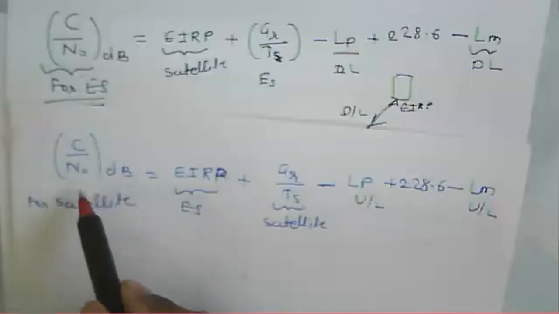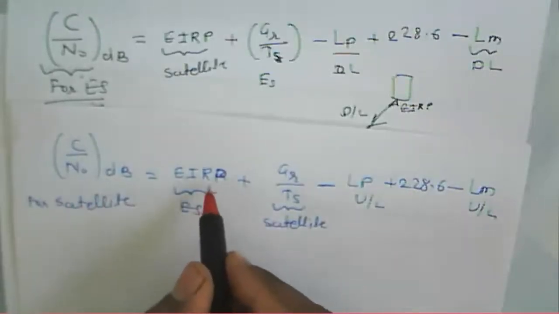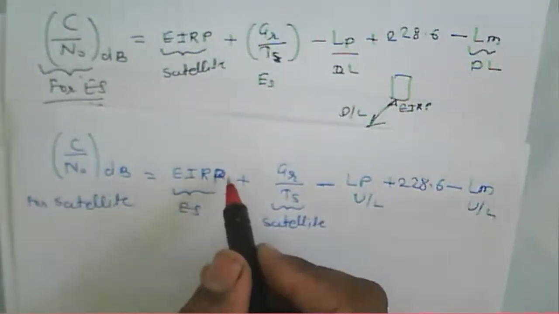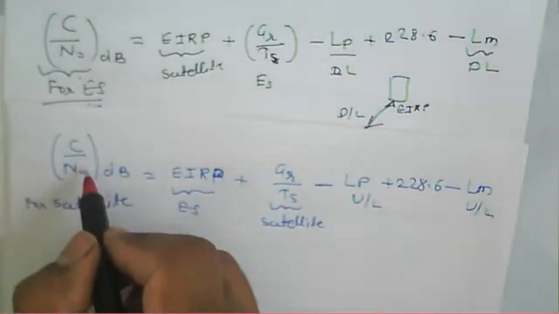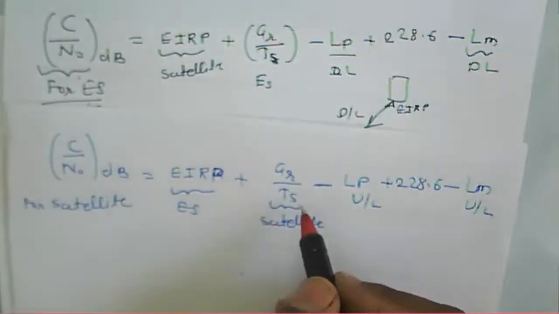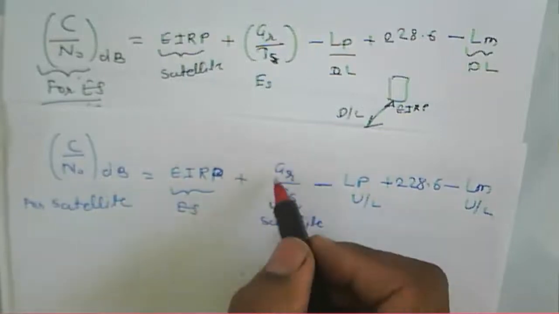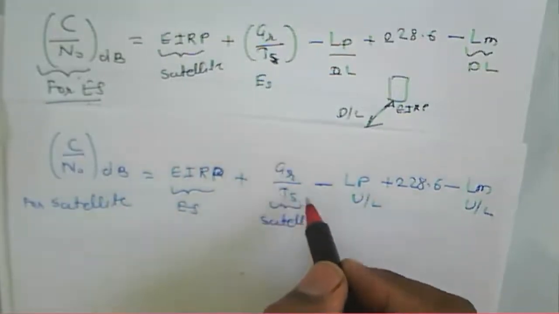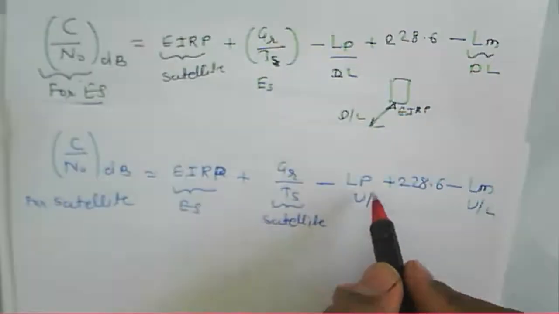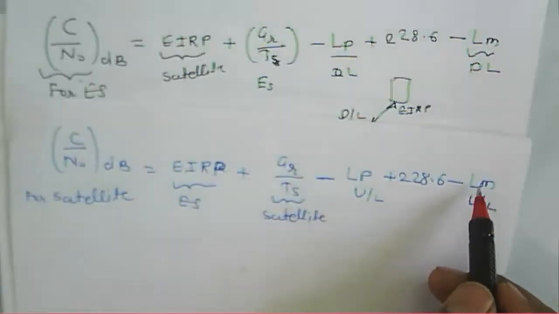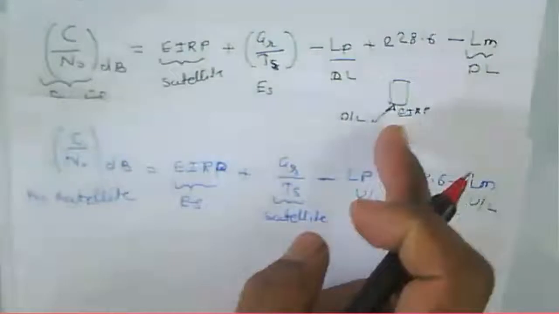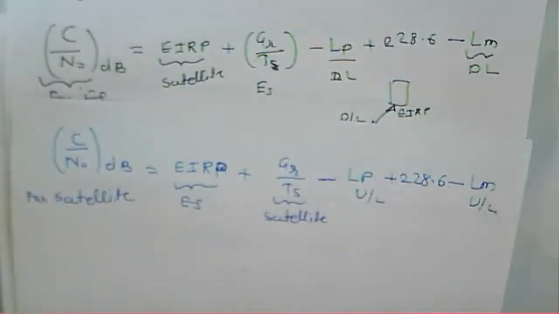But here in the case of C by N ratio for the satellite, EIRP for the Earth station means Earth station is transmitting the signal to the satellite. So satellite receiving the signal, so that's why the C by N ratio for the satellite. So in that case, that link will be uplink, and the satellite receiving the signal GR by TS here. So LP is for the uplink, path loss for the uplink, constant term, and this LM system margin will be for the uplink. So now both the equations are for the uplink and the downlink.